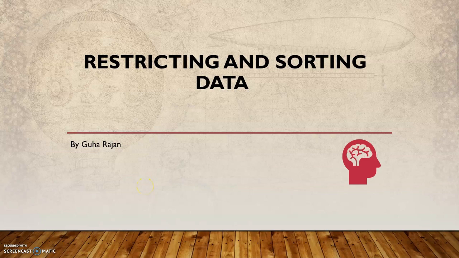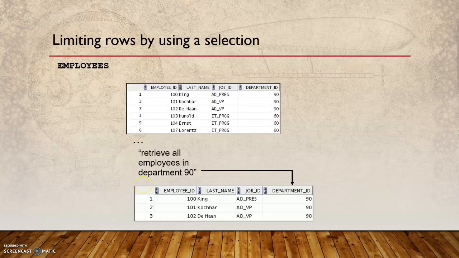So the next one is restricting and sorting data. In the table, you have a total dump of different data, but if you want to filter it out for a specific record or specific set of records, you do a filtering, which is known as restricting. And then if you want to sort based on some condition, then you do a sorting as well.